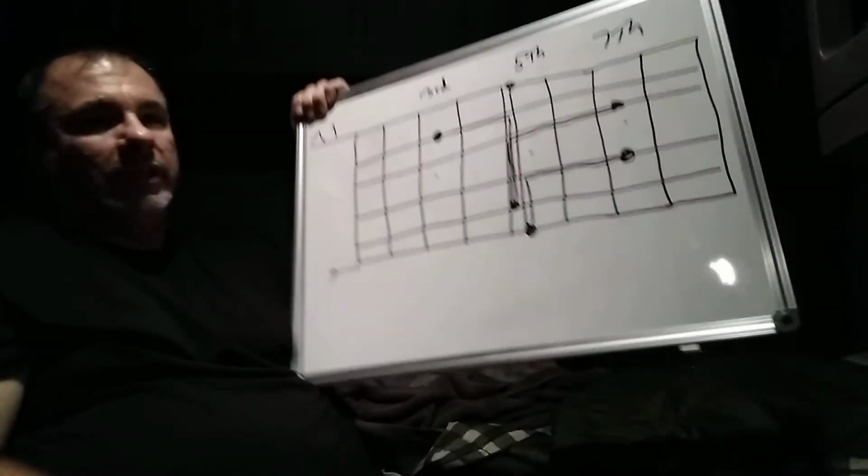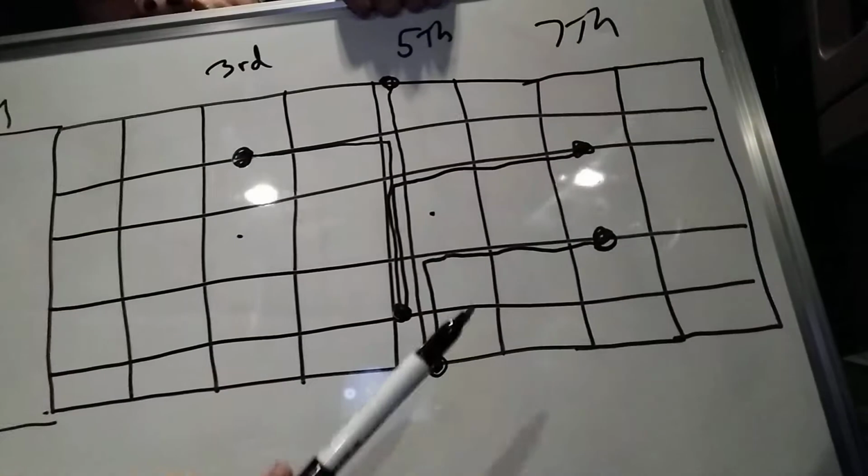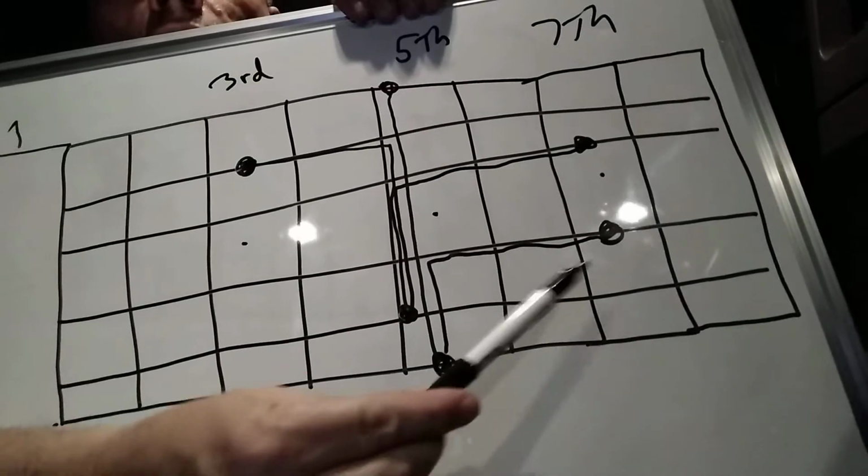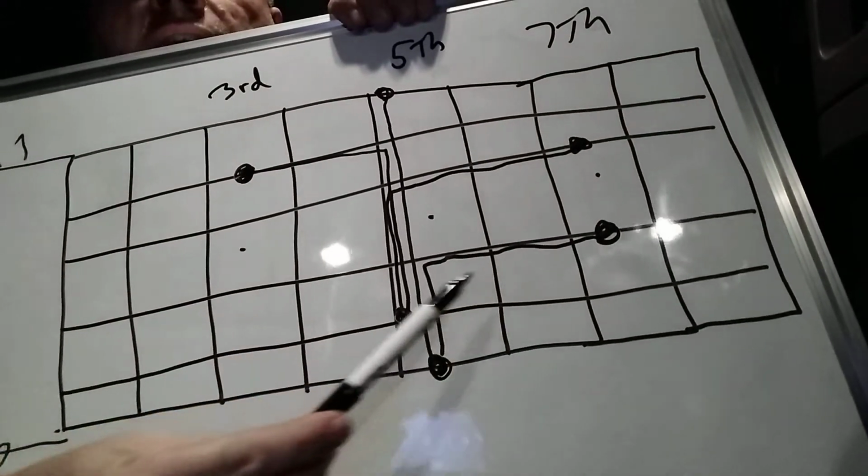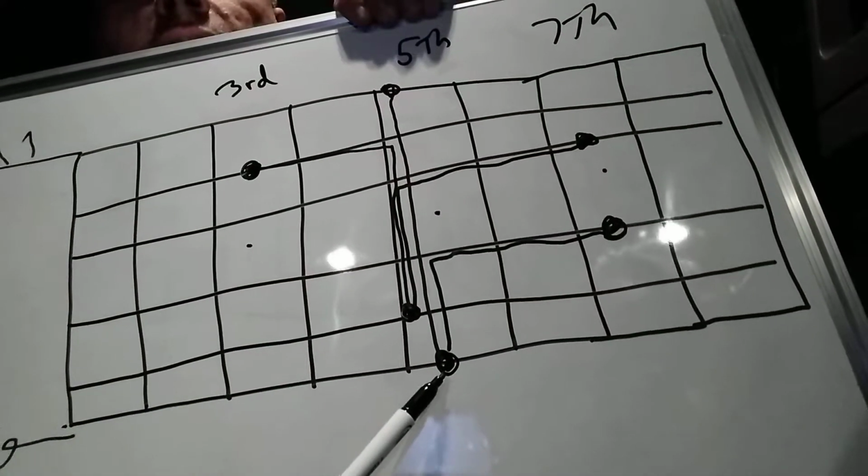Let's see if I can get a little closer. It doesn't look too great, does it? So anytime you want to know a note on your D string, go 2 frets up, go to your E string. It'll be the same note.